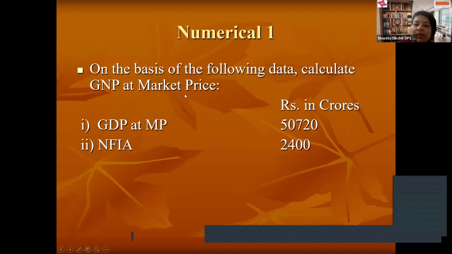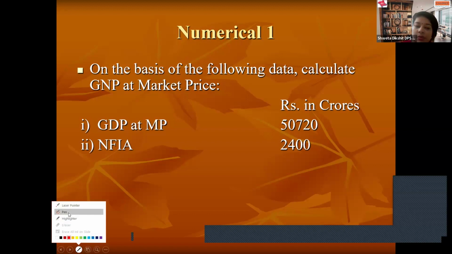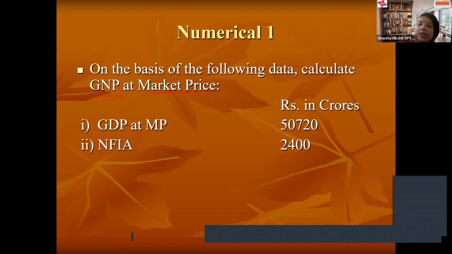I repeat, GNP at market price. We know this very well. We learned in the last slide the conversion from one aggregate to other. Now, let me help you in this first. How do we do it? What is the process? How do we start? This is very basic. This is the ABC of this numerical. GNP stands for Gross National Product at Market Price. I repeat, Gross National Product at Market Price.